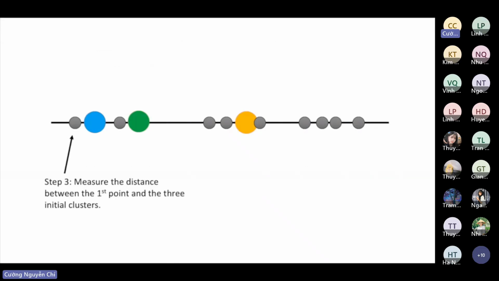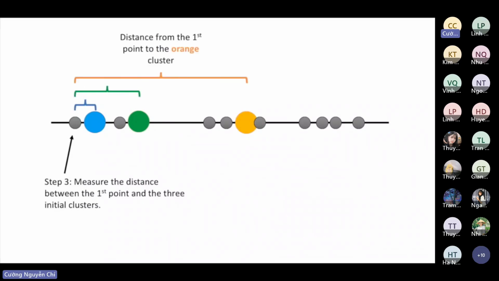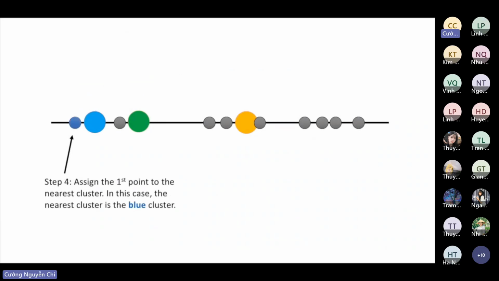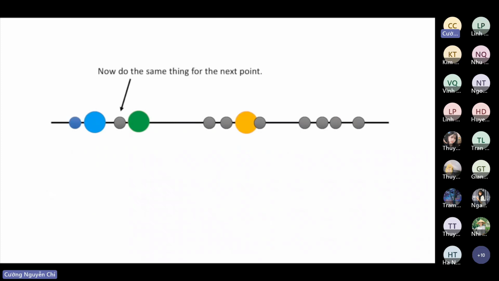Step 3. Measure the distance between the first point and the 3 initial clusters. This is the distance from the first point to the blue cluster. This is the distance from the first point to the green cluster. And this is the distance from the first point to the orange cluster. Well, it's kind of yellow, but we'll just call it orange for now. Step 4, assign the first point to the nearest cluster. In this case, the nearest cluster is the blue cluster.